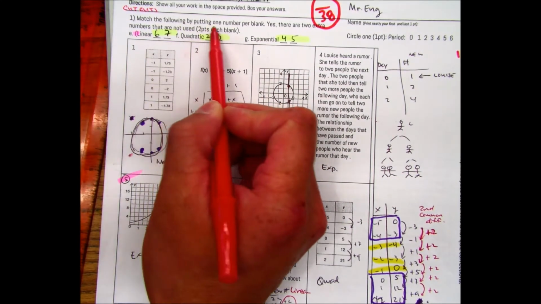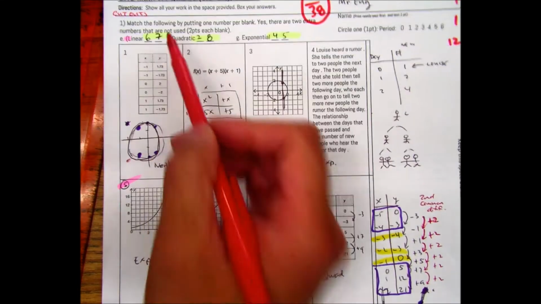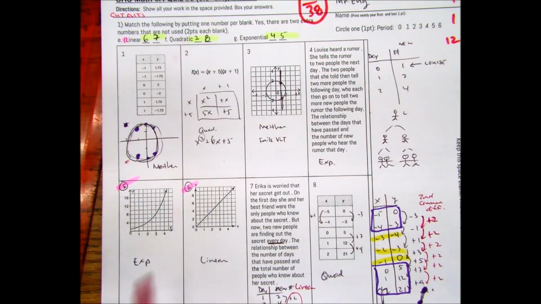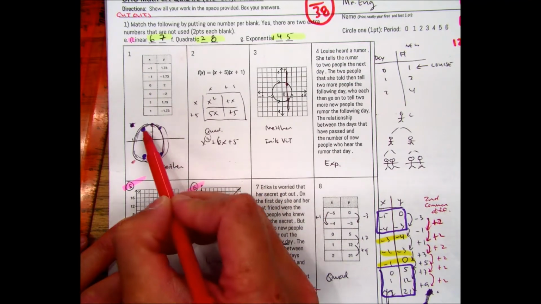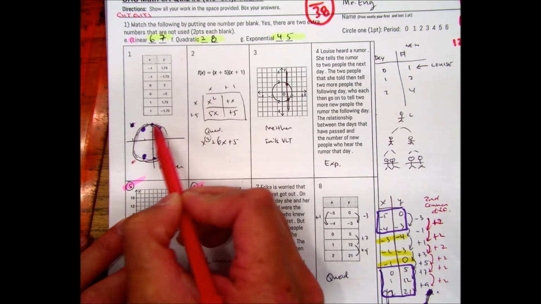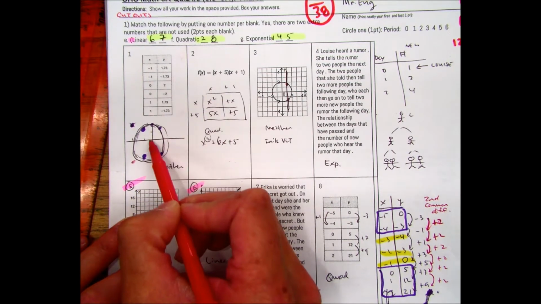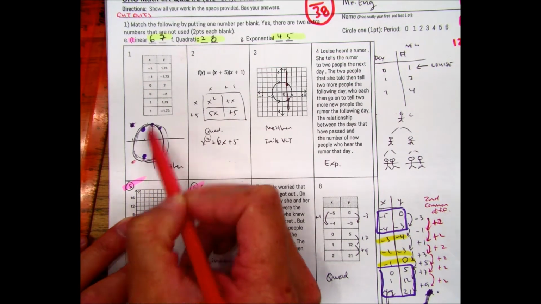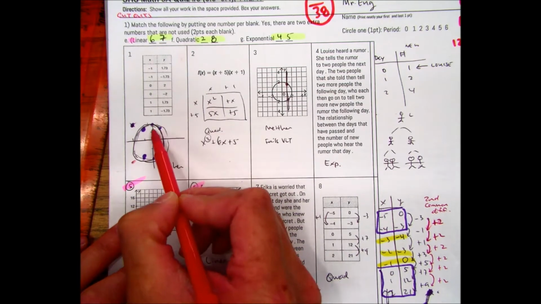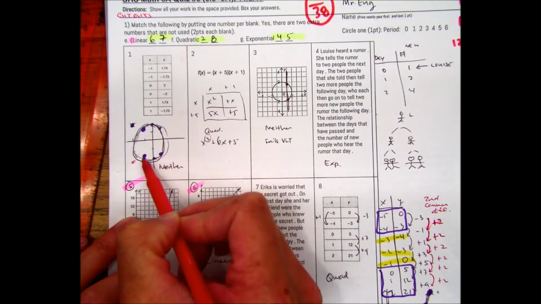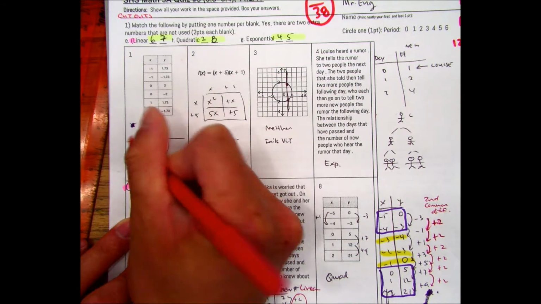Match the following by putting one number per blank. Yes, there are 2 extra numbers that are not being used. 2 points per blank. So if you actually took number 1 and you graphed it, you get these points here. Negative 1, 1.73, negative 1, negative 1.73, so exactly below it. And you realize that's happening 0, 2, which is a little bit above this one, 0, negative 2, and you keep going. You have these 3 points and these 3 points. Well, basically it's a circle.